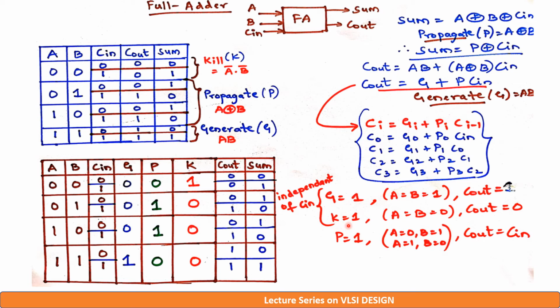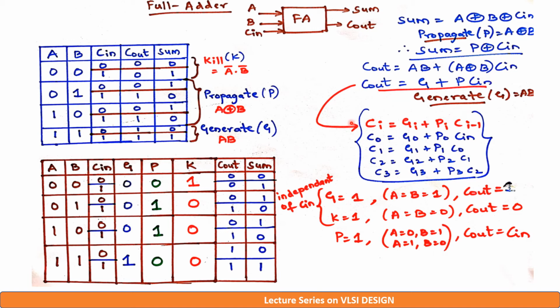Generate and kill are independent of C in, whereas the propagate signal depends on C in. So the expression of sum is A XOR B XOR C in. A XOR B is represented with the propagate signal. Therefore, sum equals P XOR C in. Similarly, Cout equals AB plus A XOR B into C in. AB is nothing but the generate signal. A XOR B is propagate. Therefore, Cout is G plus P into C in.